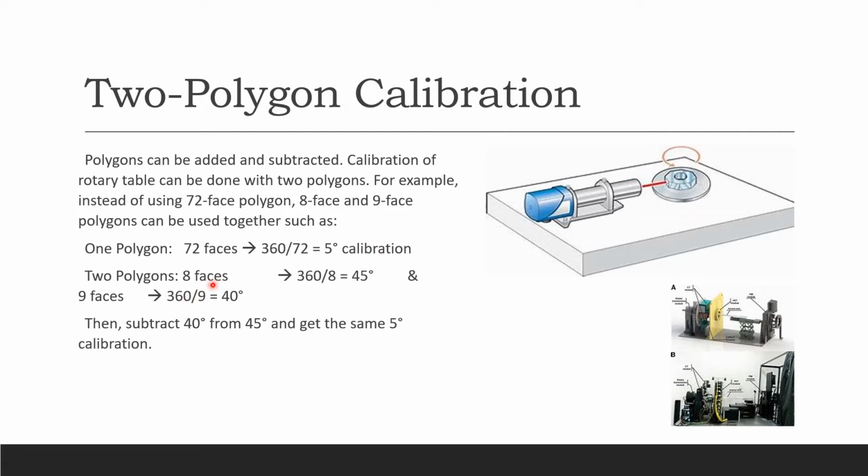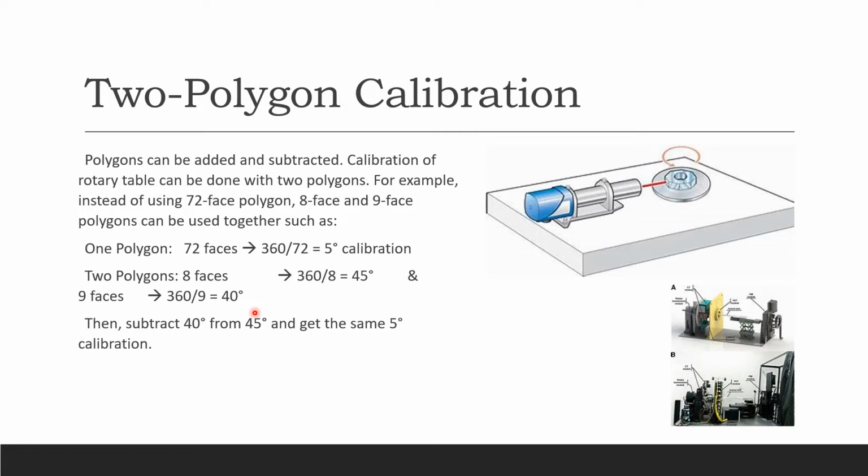With two polygons, we're going to use 8 phases. So you have 360 divided by 8 phases, and each phase gives you 45 degrees. For 9 phases, you do the same thing: divide 360 by 9, and you get 40 degrees. Then you subtract that 40 degrees from 45, so you get the same 5-degree calibration. So instead of using the entire 72-phase polygon, you can break it into two polygons. One is an 8-phase and the second one is a 9-phase.